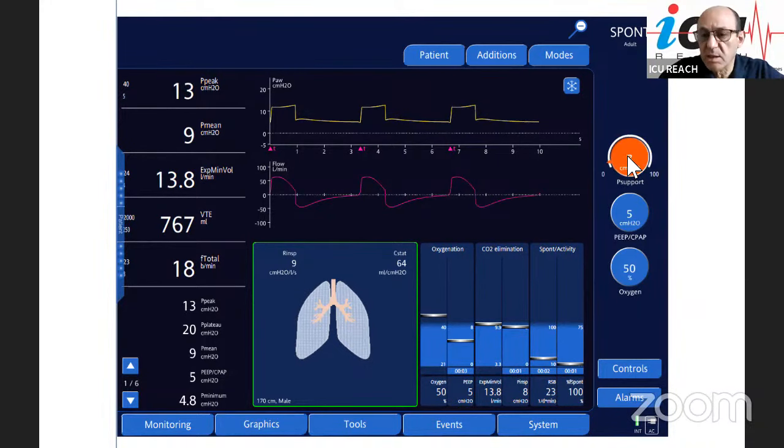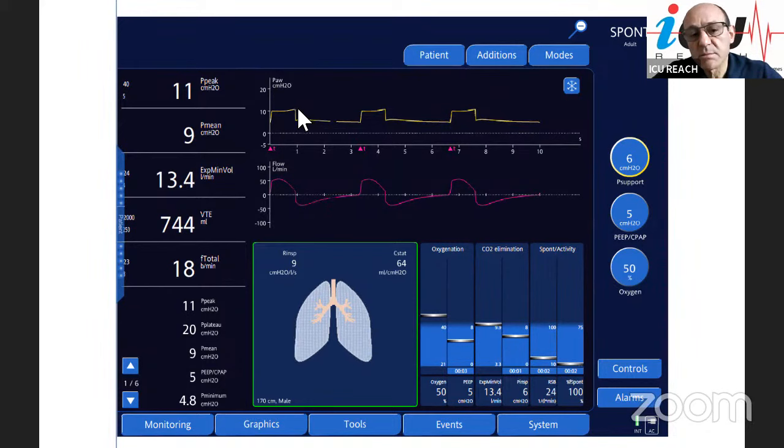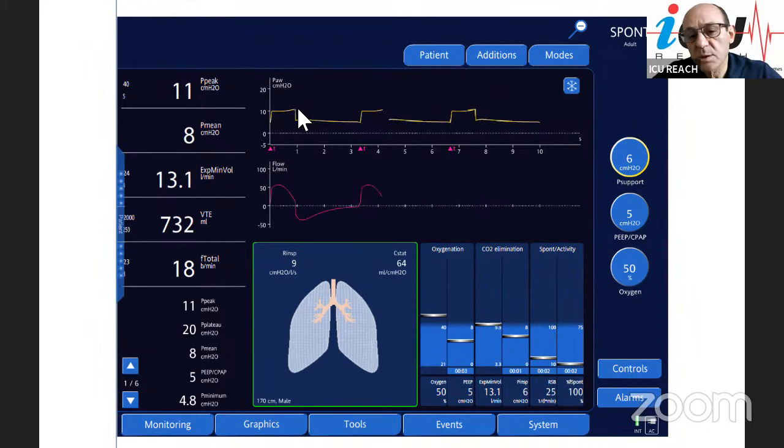And this is our case here. So I'm going to use 6 centimeters of water. But notice that the pressure is constant during inspiration from the start till the end. It's the same pressure we're using, and the aim of this is overcoming the resistive load.